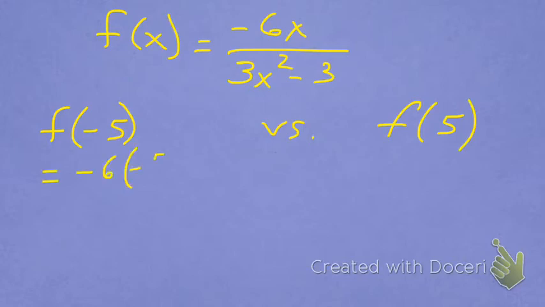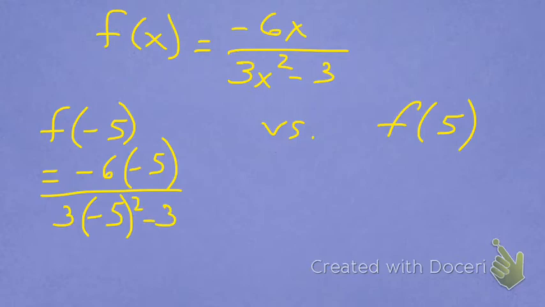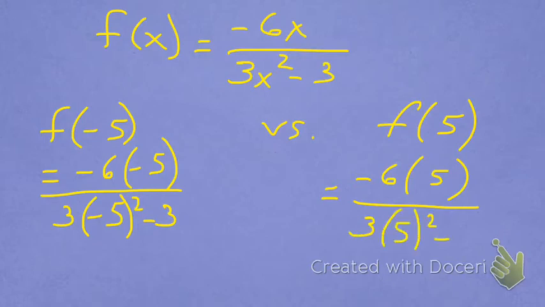That's negative 6 times negative 5 over 3 times negative 5 squared, take away 3. We'll see how that compares when we plug in positive 5. That's negative 6 times 5 over 3 times 5 squared, take away 3. On the left, I do have positive 30. On the bottom, that's 25 times 3 is 75, take away 3, 72. Of course, this could be simplified, but that's not our point.